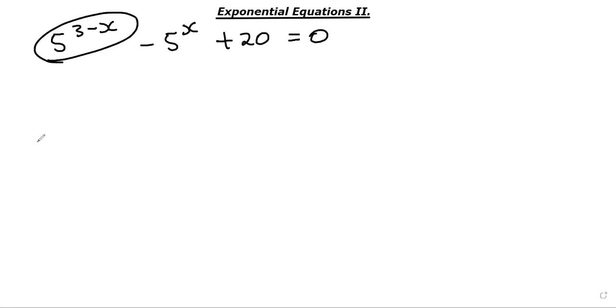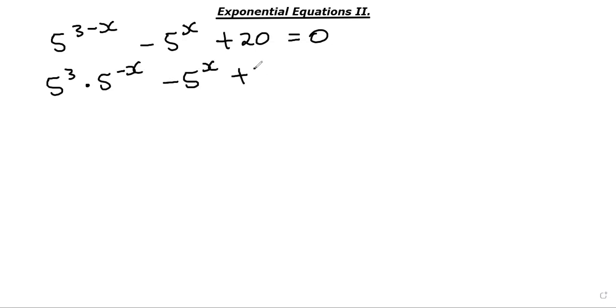So in this case, we have 5 to the power 3 minus x, and then you say minus 5 to the x, then you say plus 20, and this is equal to 0. So if you look at this one, the first thing we have to do is to reverse the first law of exponents. In other words, before it became this, it was once 5 cubed times 5 to the negative x. And these two, we write them as they are.